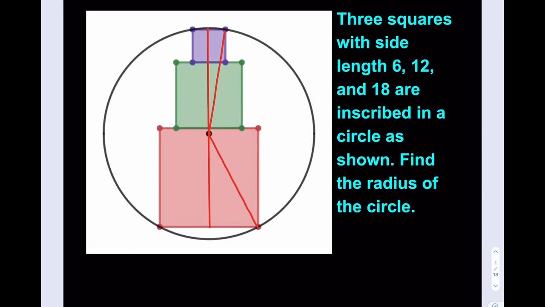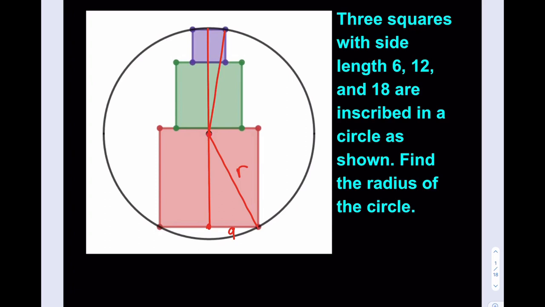So now we have to designate some lengths here, obviously, but let's go ahead and do that. So we do know that this is an 18 by 18 square. So since this is a midpoint, this would be 9. And since this is the radius of the circle, I would call that R. This is the center now.